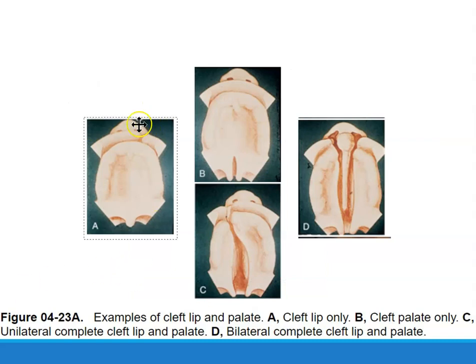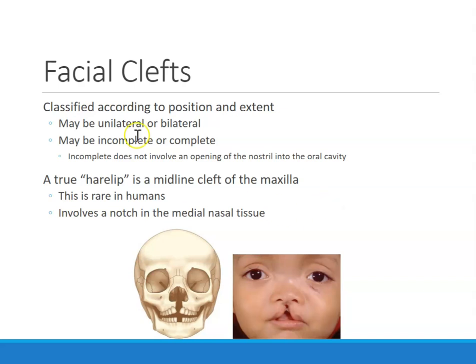And so what can happen? What are some different things that can happen if the palate or the lip doesn't form properly? Well, you could get a cleft lip only. You could get a cleft palate only. You could get a unilateral, which means on one side, unilateral complete cleft lip and palate, or you can get a bilateral complete cleft lip and palate. So the lip and palate are affected. So it can be unilateral or bilateral. Unilateral means only on one side. Bilateral means you see it on both sides.